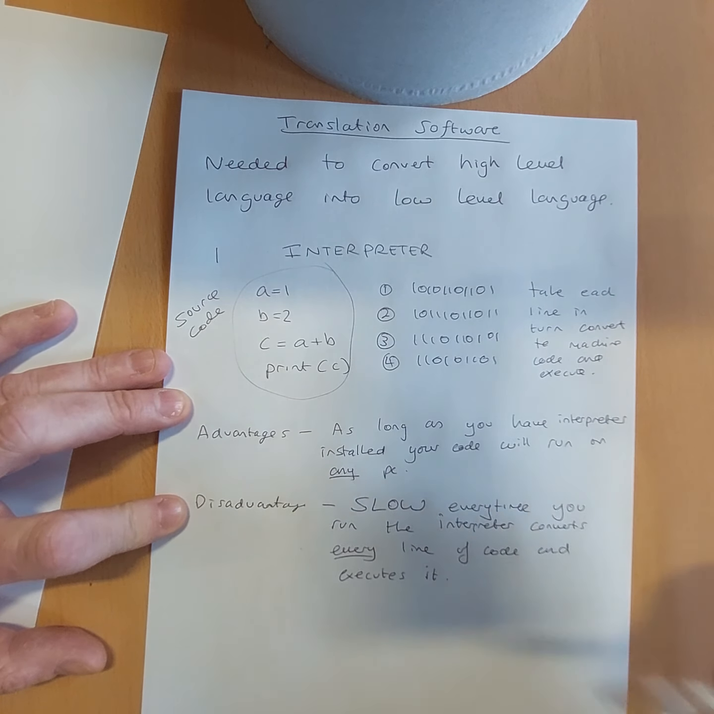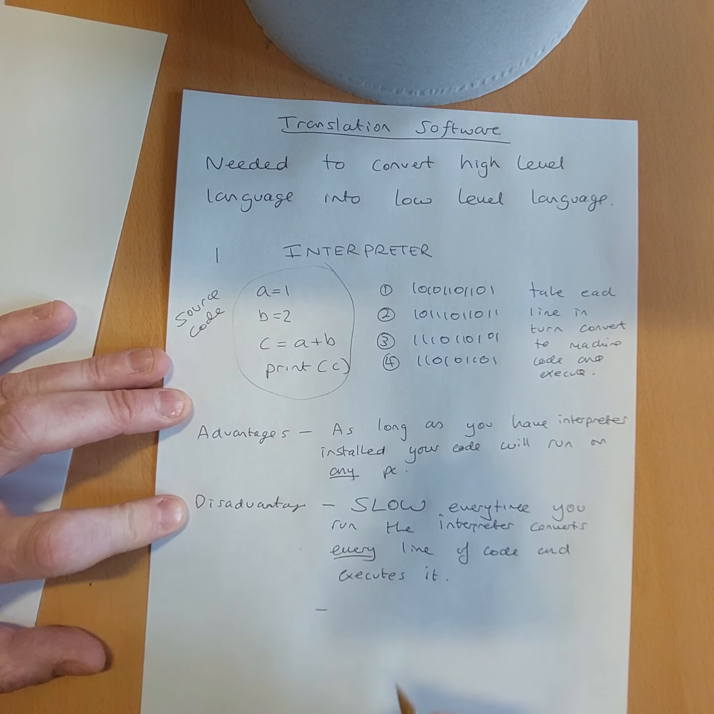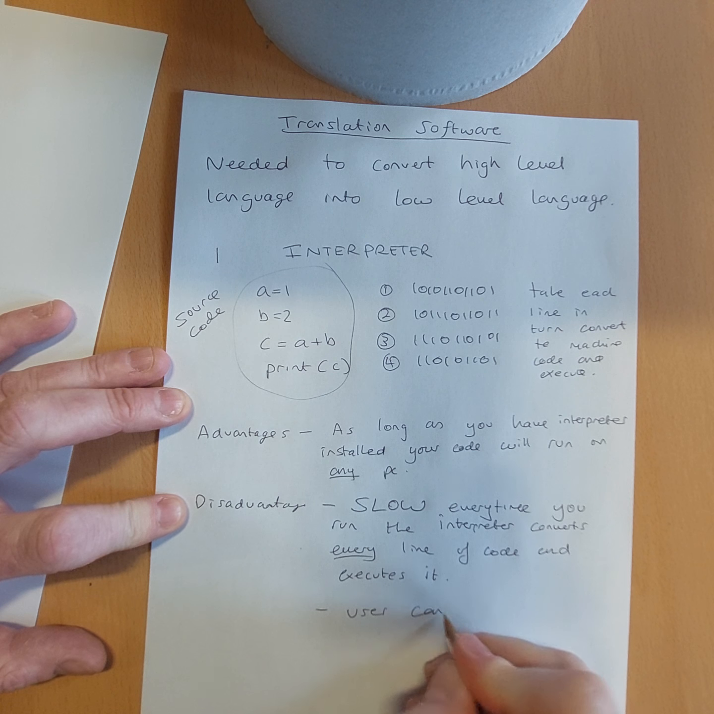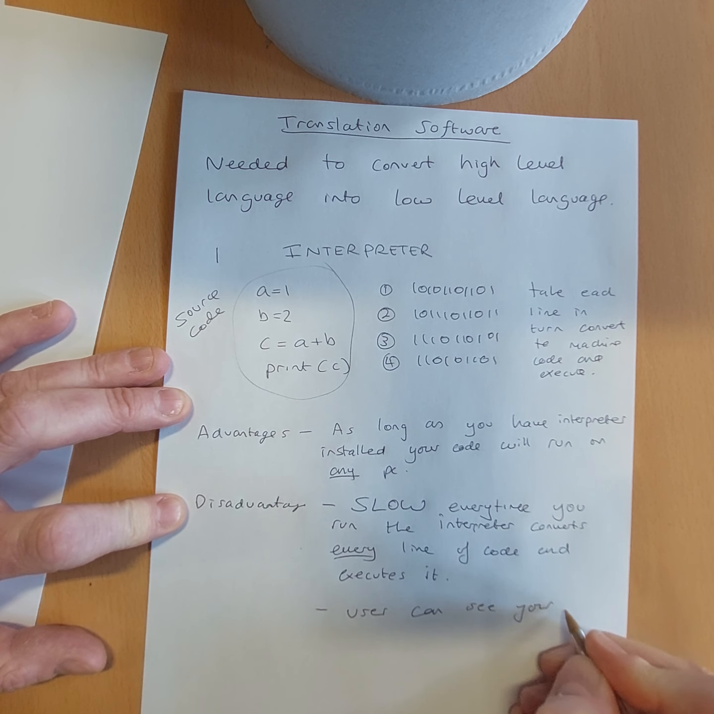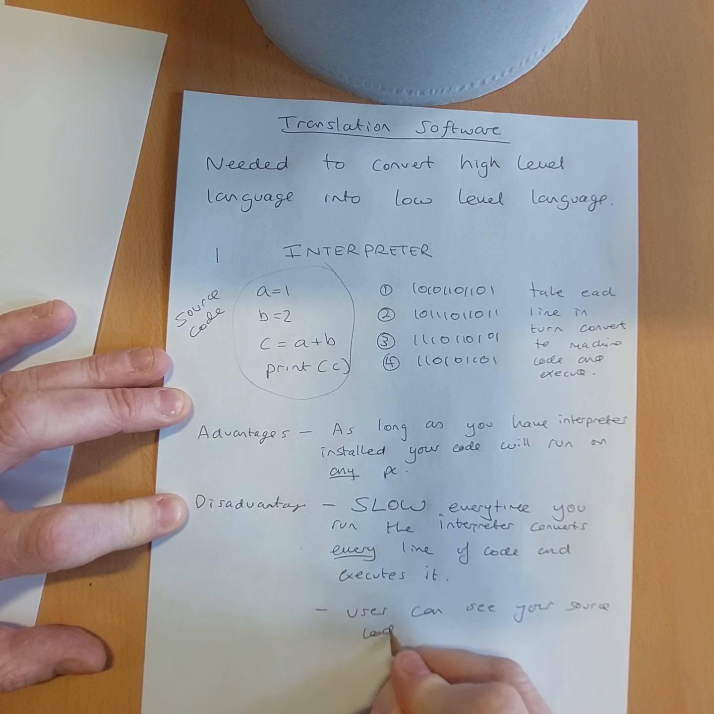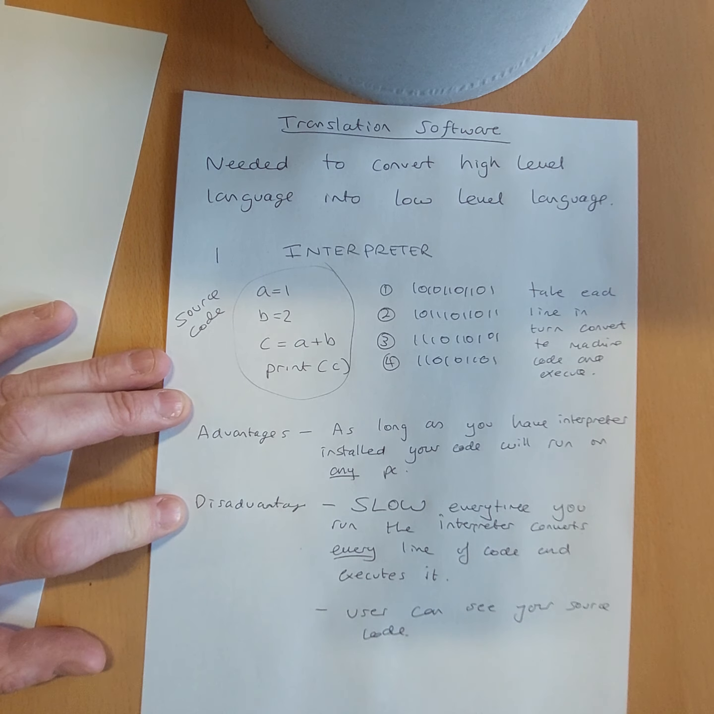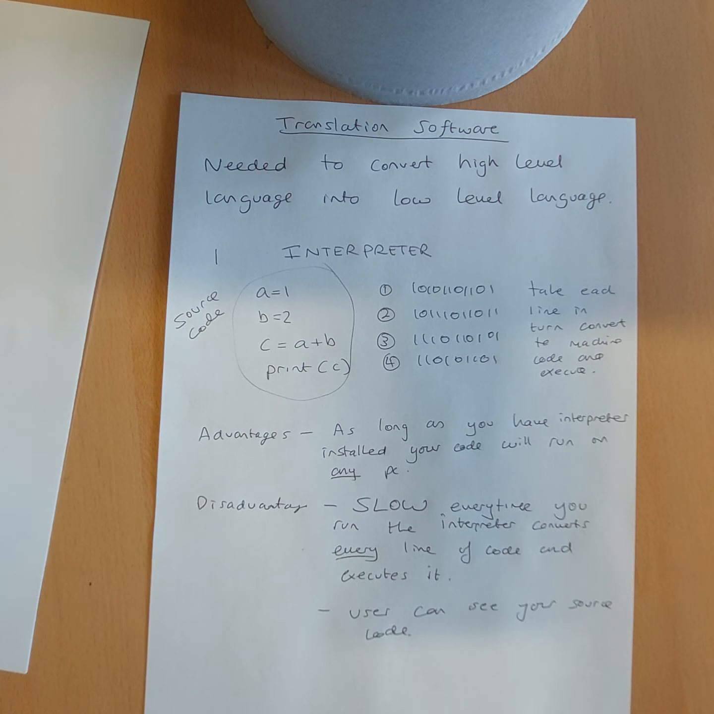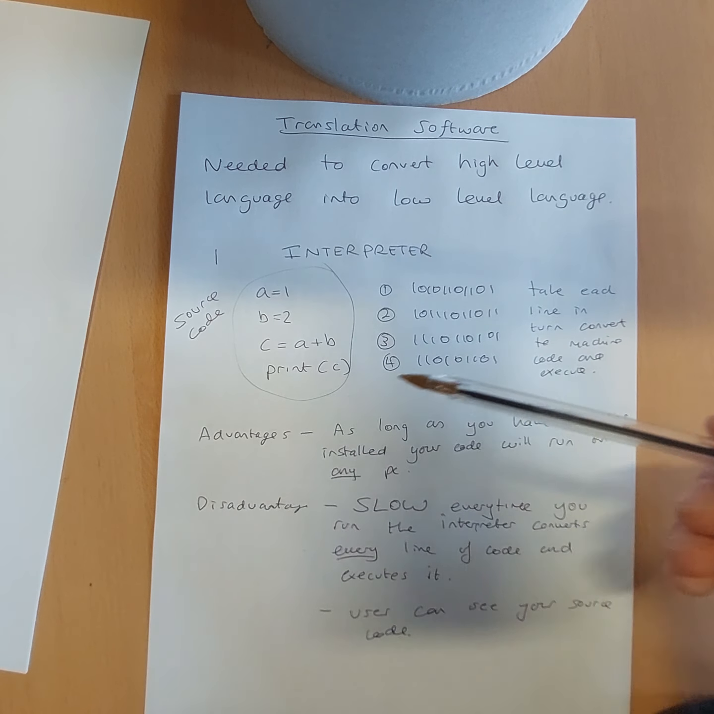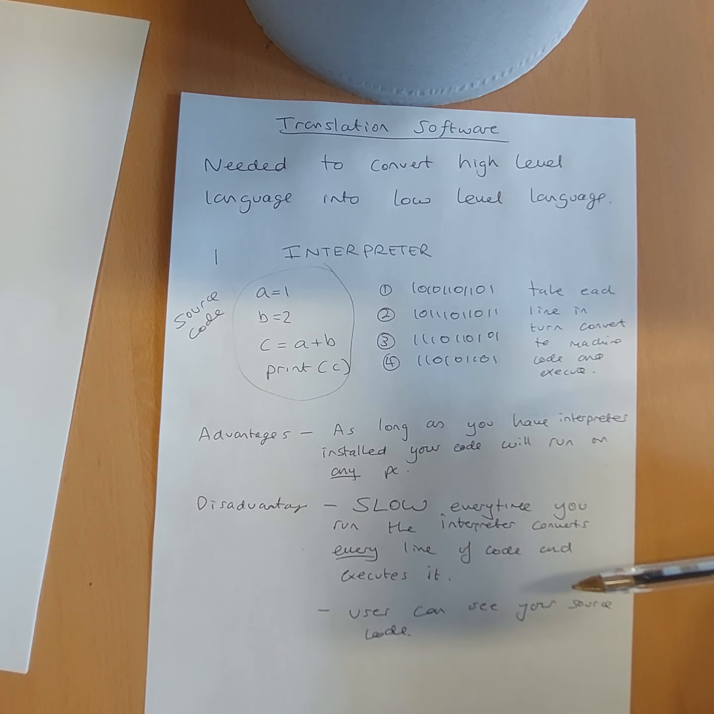Okay, so it's slow. Every time you want to run your source code, the interpreter has to convert each line. Another disadvantage is, now this depends on what you want to do with it, but the user can see your source code. That is a disadvantage if you don't want people to be able to easily take your code and use it themselves. The interpreter actually has to have the source code, and then the interpreter will convert it into the ones and zeros.